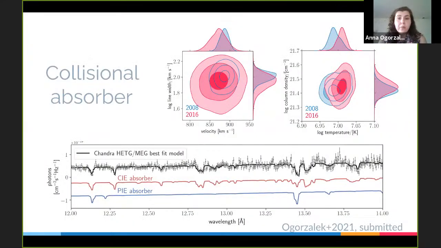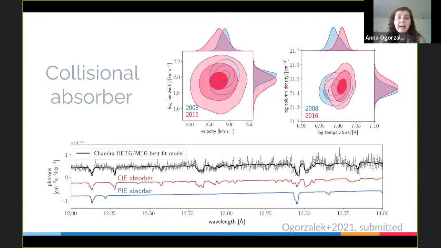As mentioned before, we also considered usually not explored collisionally ionized absorbers. It turns out that the most statistically significant absorber in both data sets is actually in this physical state. Looking at the 2- and 1-dimensional posteriors on the derived constraints, we see that it's hot at 10⁷ Kelvin and has high column density, moving at about 900 kilometers per second. This component is essentially unchanged between the 2 epochs that we consider.